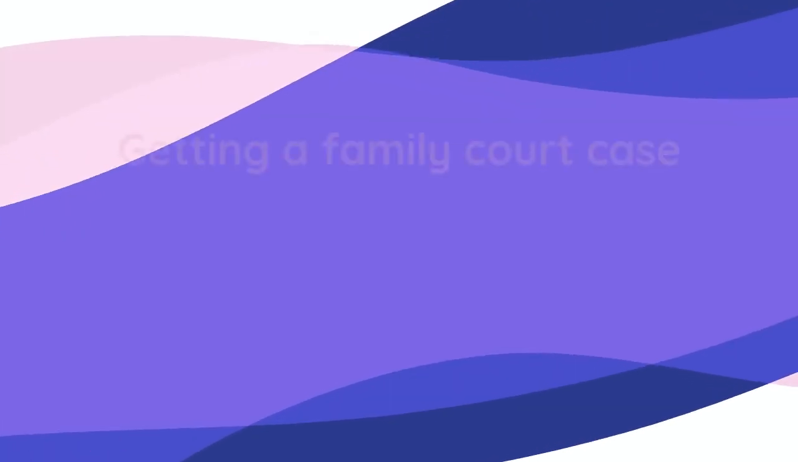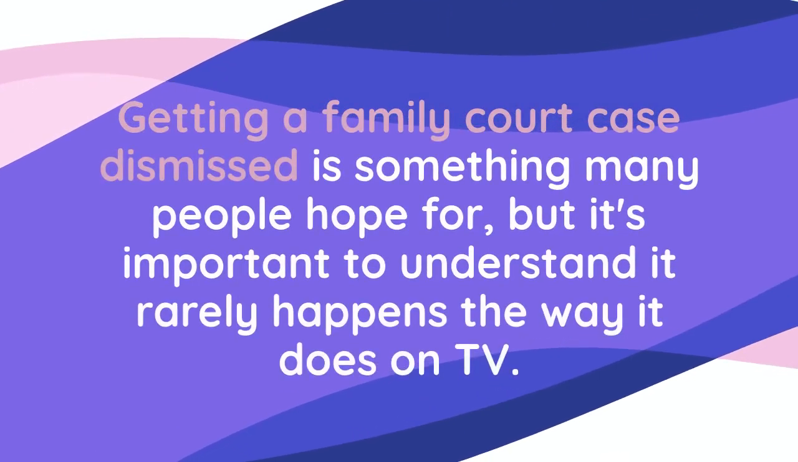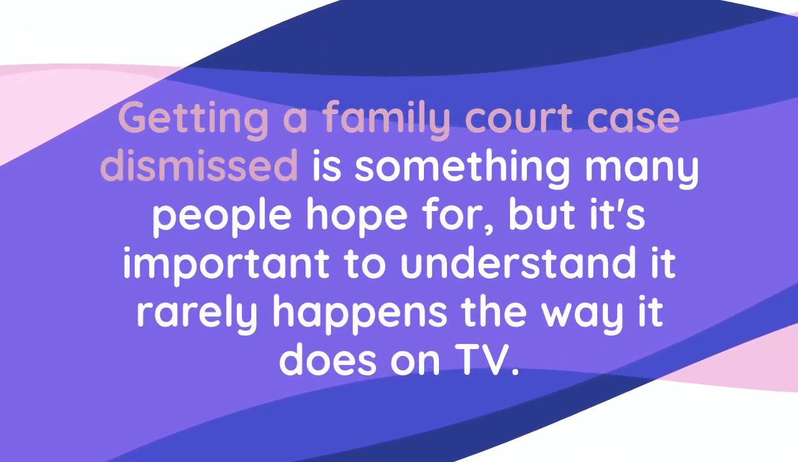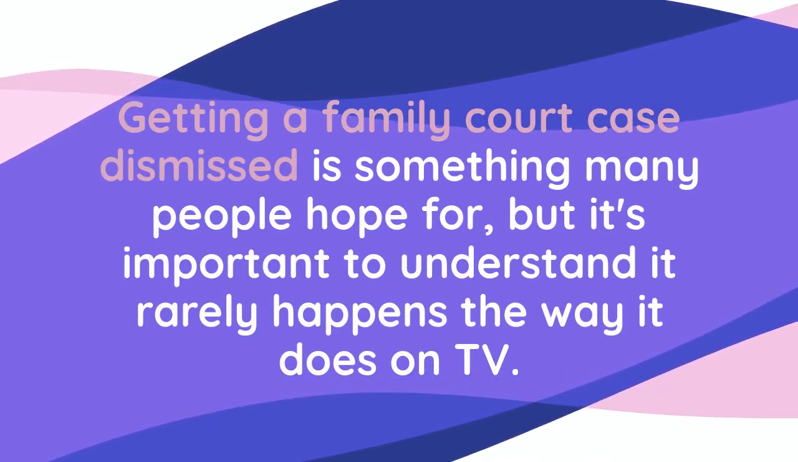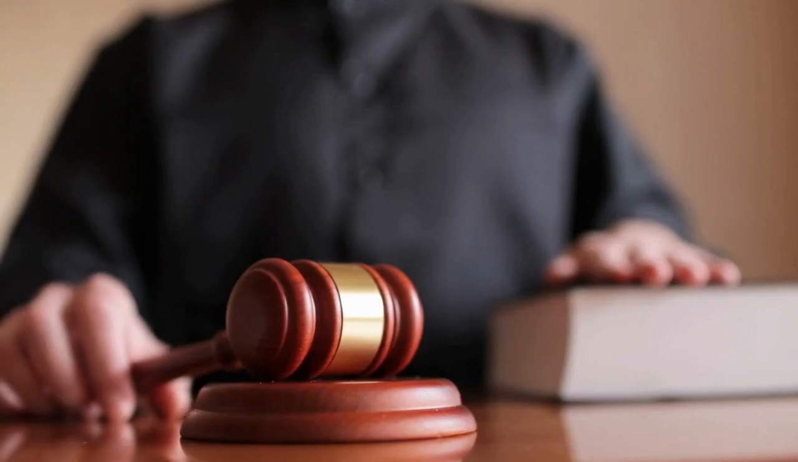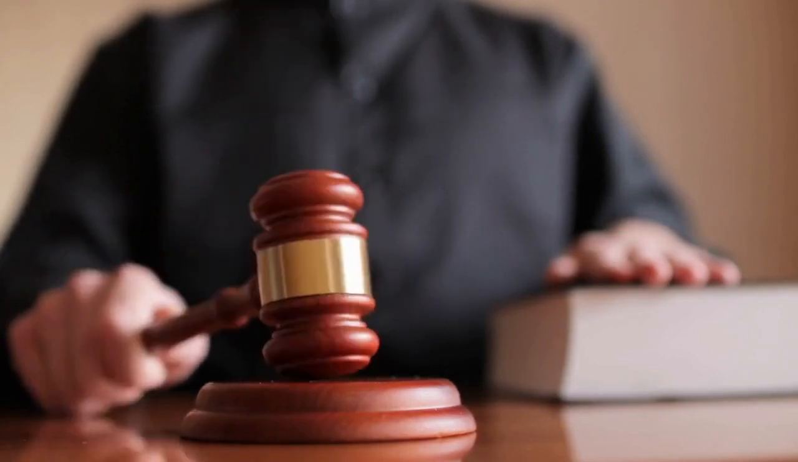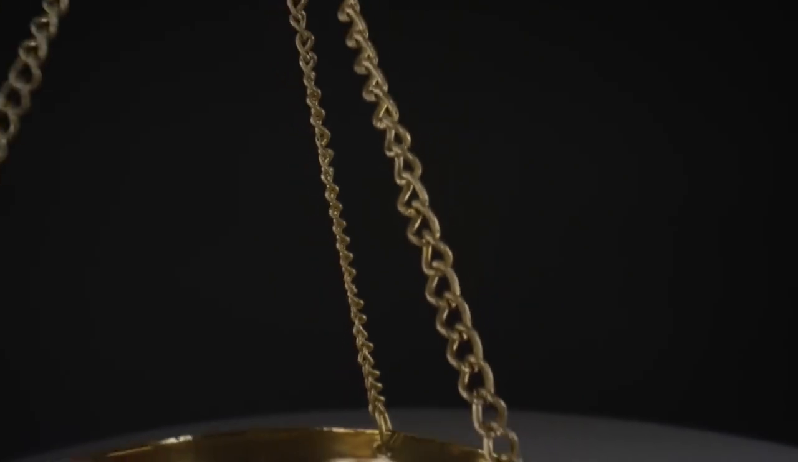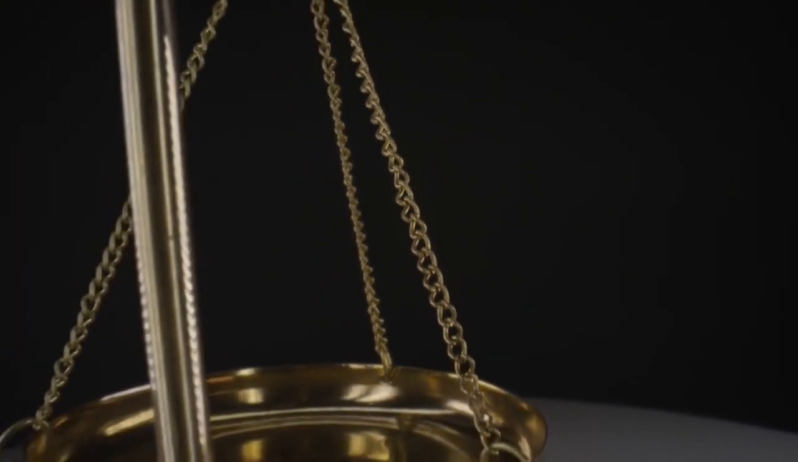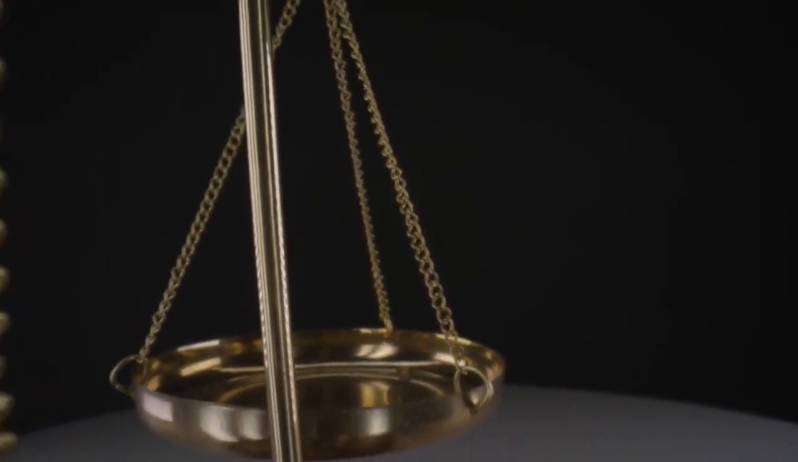Let's get started. Getting a family court case dismissed is something many people hope for, but it's important to understand it rarely happens the way it does on TV. A dismissal means the court is throwing the case out, ending it before a final judgment. This is uncommon because courts prefer to resolve disputes, but it is possible under specific circumstances.